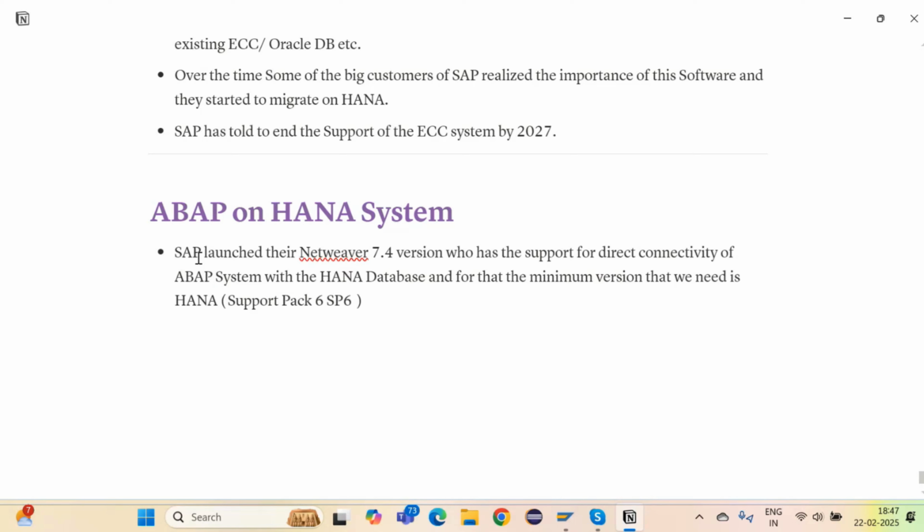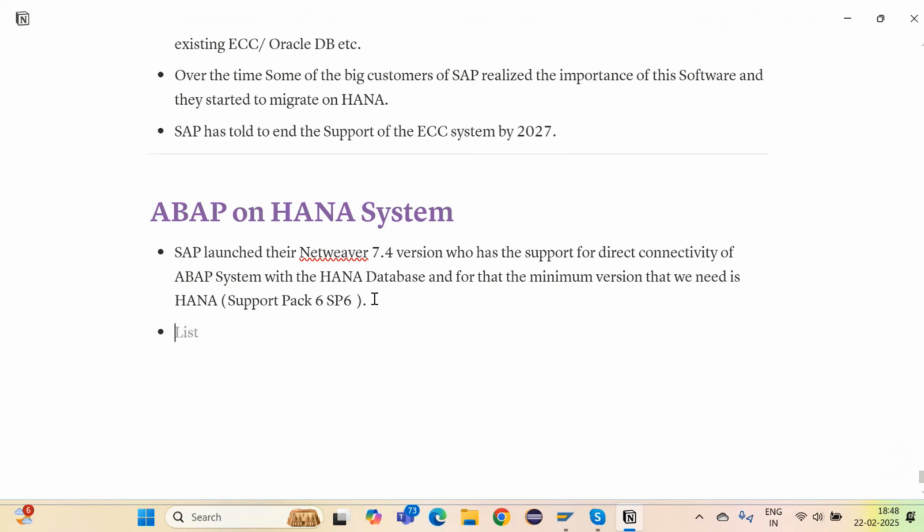So SAP launched the 7.4 version of the SAP system. That's why when we were discussing our new ABAP syntax, I wrote 7.4 and 7.5 version. So version 7.4 came into the picture. SAP has the support of direct connectivity with the HANA database, and for that they have also given the minimum support pack of HANA, SP6. Sometimes we are a little confused. We are not able to understand what HANA is, what ABAP on HANA is, and what the difference between them is. That is something we need to understand.